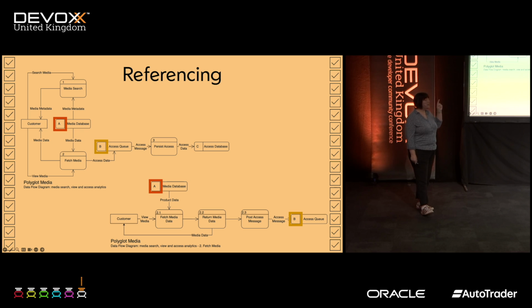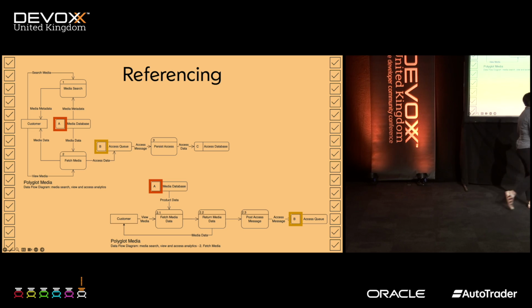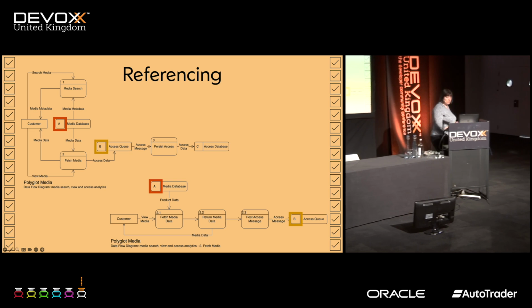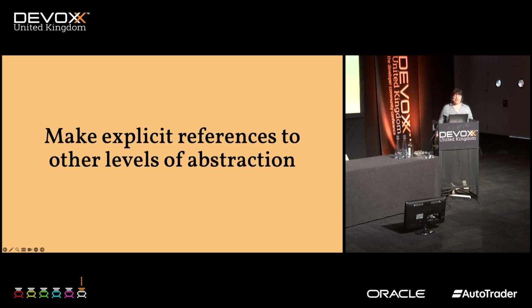But there's also our data stores. We've got A and B in both diagrams. Make sure you use the same labels in each diagram, but that will then give you that connection between them. So what we're going to do is make explicit references to these other levels of abstraction.